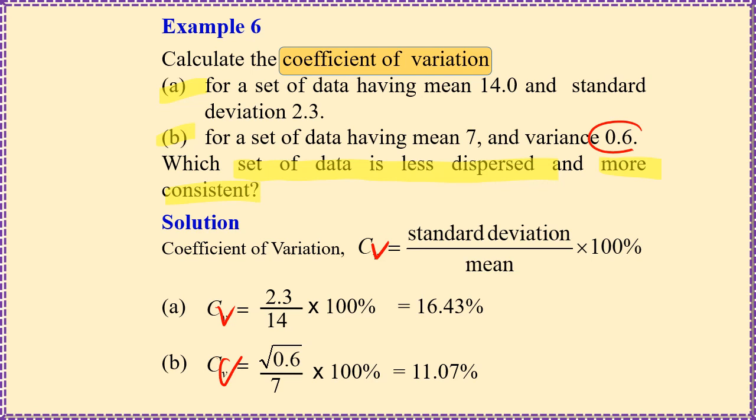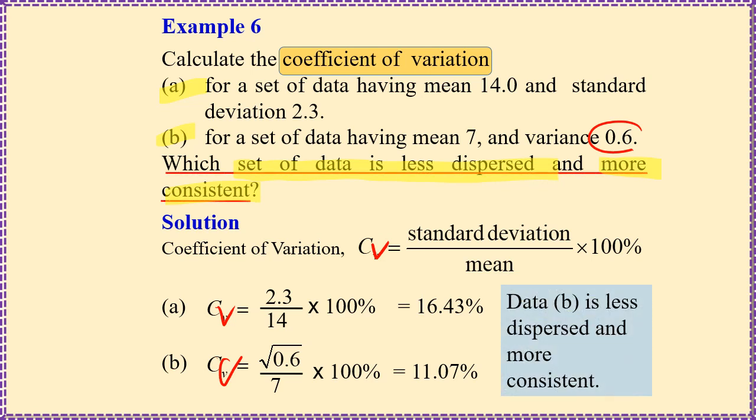So which one will be less dispersed? Less dispersed should have the smaller value of CV. So it should be B. Data B is less dispersed and more consistent because its CV is smaller. So the answer is data B.